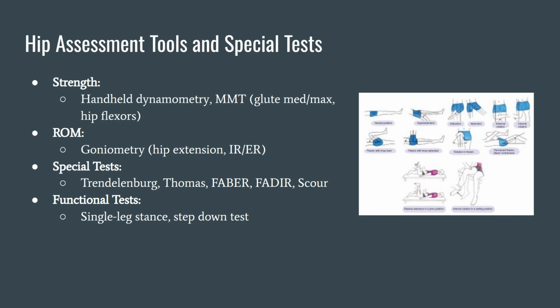Okay, now focusing in more specifically for each joint. For hip-related gait deviations, assess strength of the gluteus medius, gluteus maximus, and the hip flexors. Test the range of motion for hip extension, which is critical for terminal stance, and internal and external rotation, which affect transverse plane control.